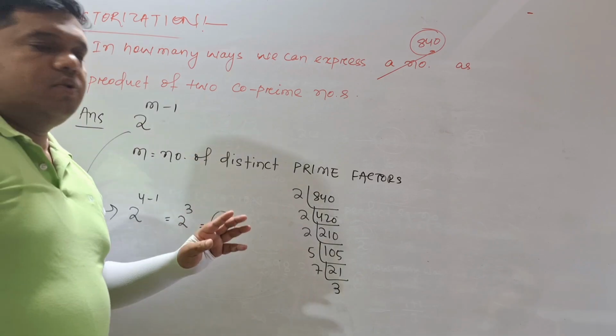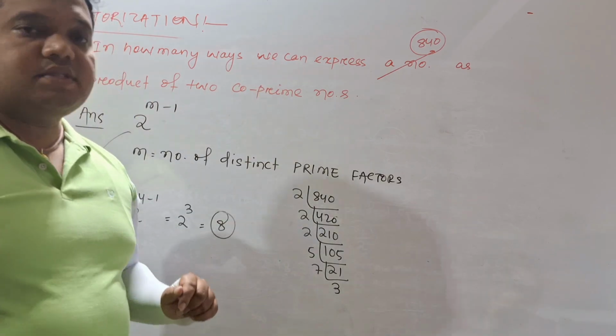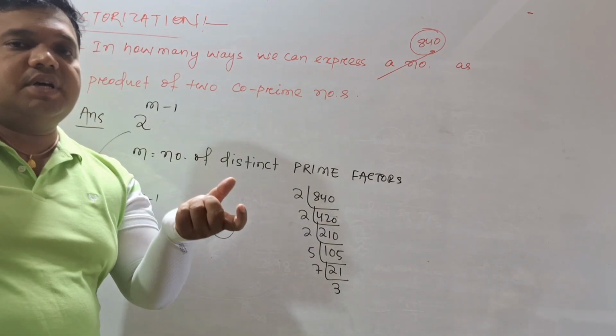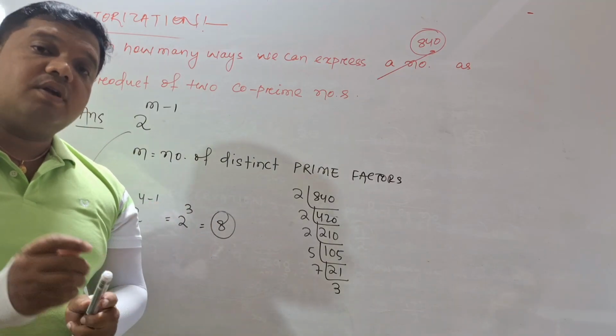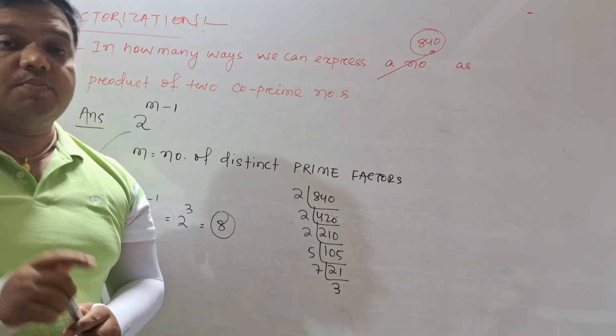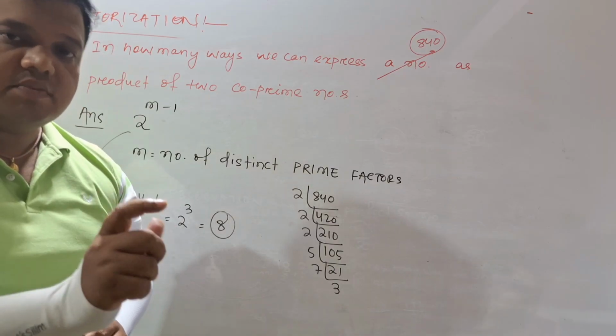Similarly, when the question is the sum of two co-prime numbers, then what you do? Find the Euler's number. Euler's number by 2 is the answer. Euler's number by 2 is for an unordered solution, but for an ordered solution, it is into 2, meaning Euler's number is the answer.